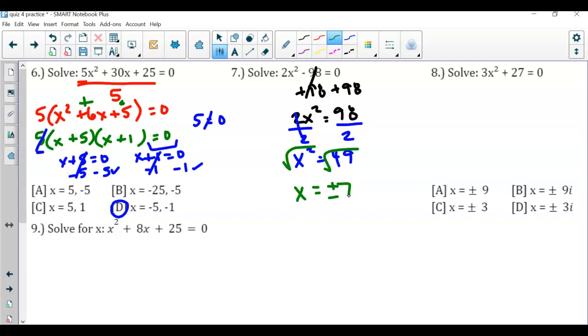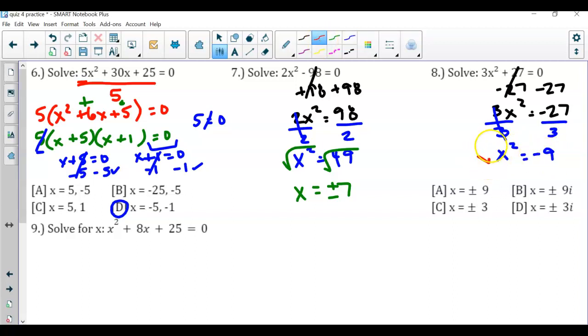Question number 8, same thing as number 7. Notice how we have no x, just the two terms, so I'm going to solve this by square root method. Here, always again, add or subtract first. So now we're going to subtract 27 from both sides of the equation. 3x squared is now equal to negative 27. Now we need to divide by 3 because x is being multiplied by 3. And x squared is equal to negative 9.